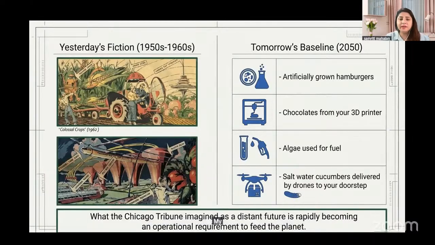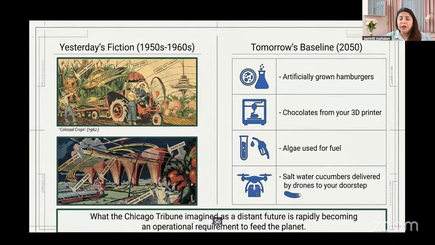My point is this: every generation believes the next technology leap is a generation away, and our data tells a different story. The leap is happening now, and 2050, my dear friends, is the inflection point at which these technologies are going to shift from competitive advantage to the survival requirement.